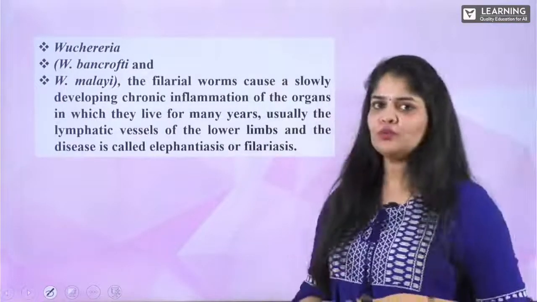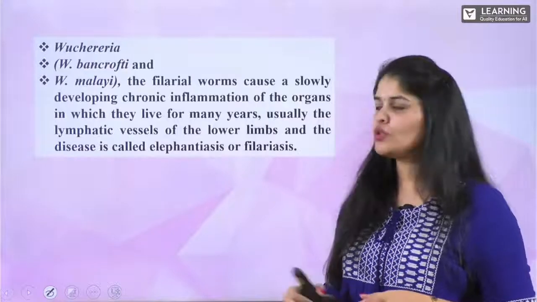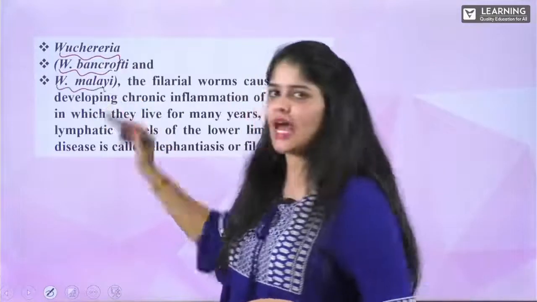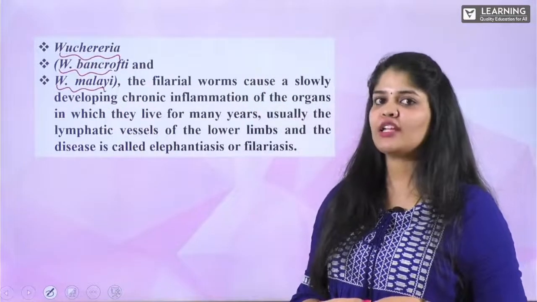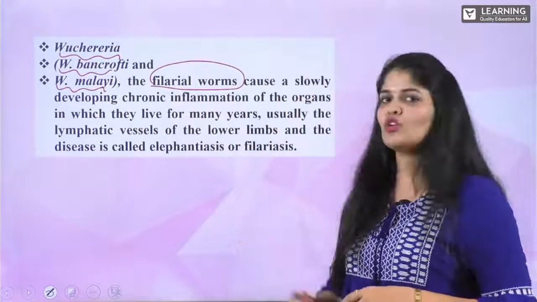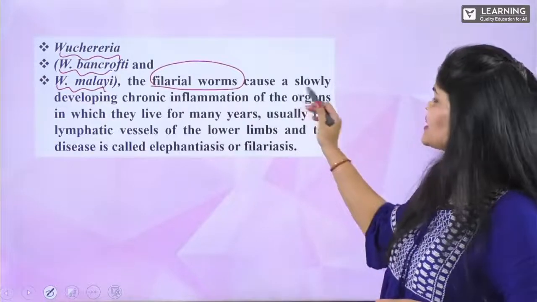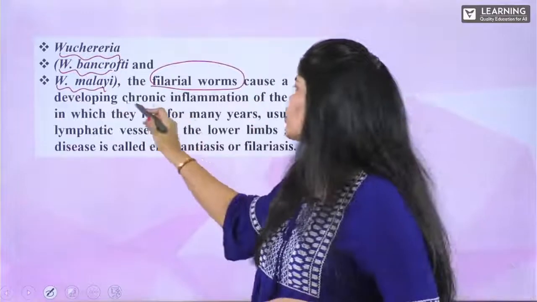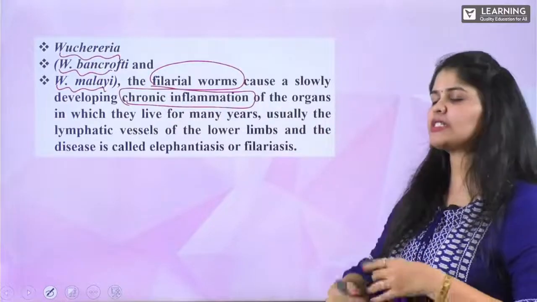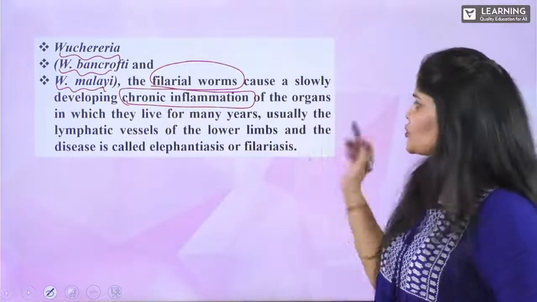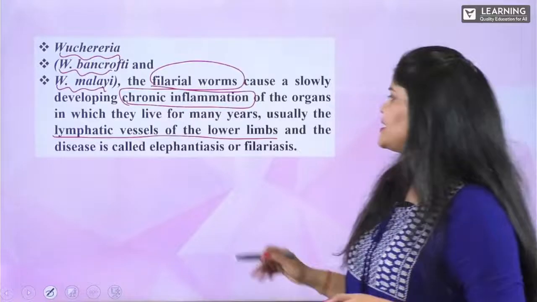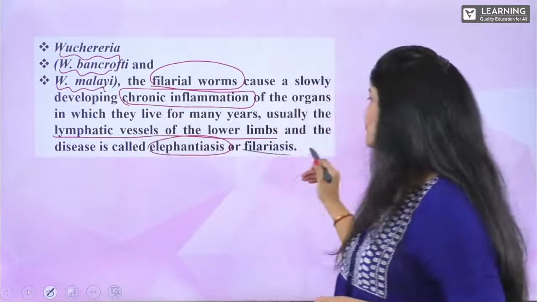Now, moving on, there are different types of species which are known: Wuchereria bancrofti and Wuchereria malayi. Wuchereria bancrofti and Wuchereria malayi are filarial worms. So just now we discussed the ringworm, and here it slowly develops into chronic inflammation, swelling of the limbs, and inflammation of the organs in which they live for many years. Usually the lymphatic vessels of the lower limbs, meaning the legs, are affected, and the disease is called elephantiasis or filariasis.